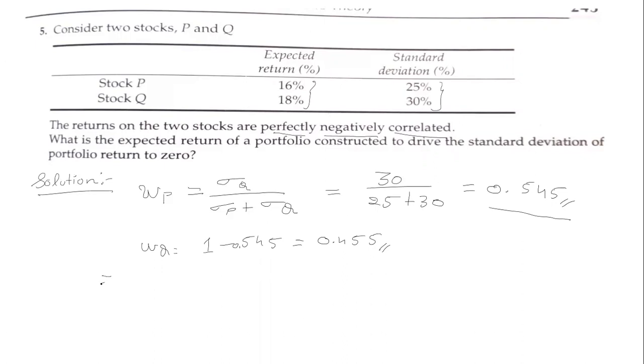So the expected return here is 0.545 into 16%, as mentioned, plus 0.455 into 18%. So we get 16.91%. So this is the expected return for the portfolio. Now let's move to another problem.